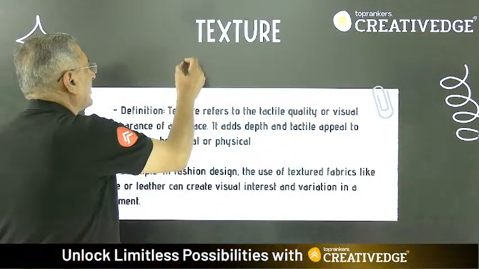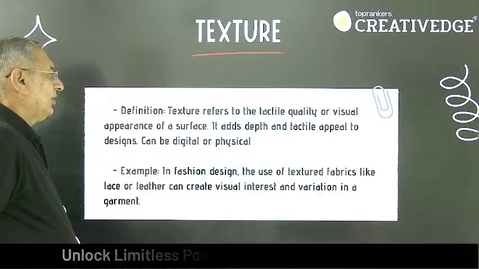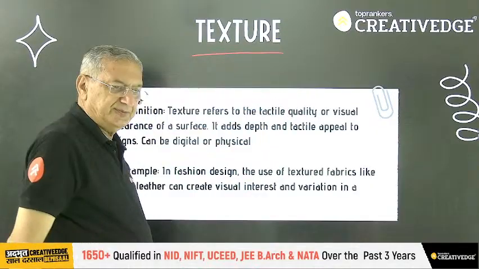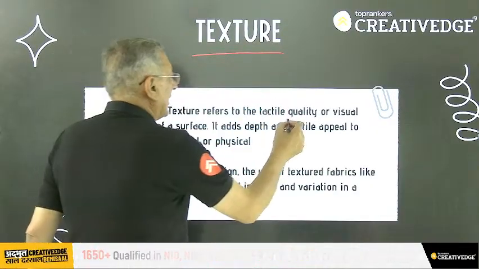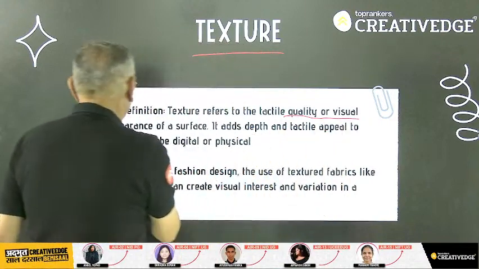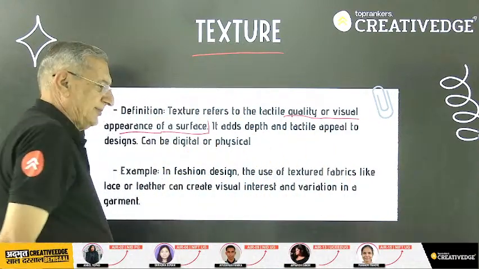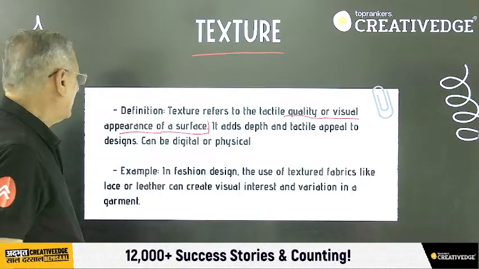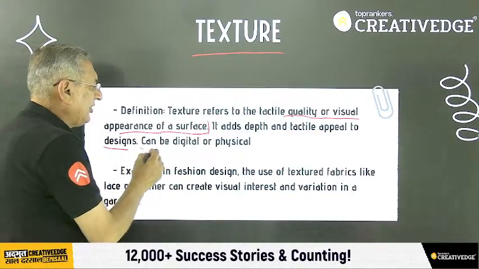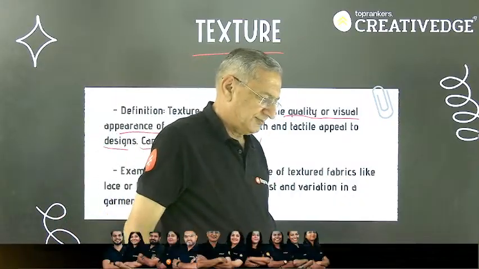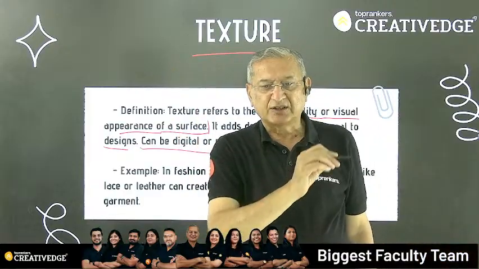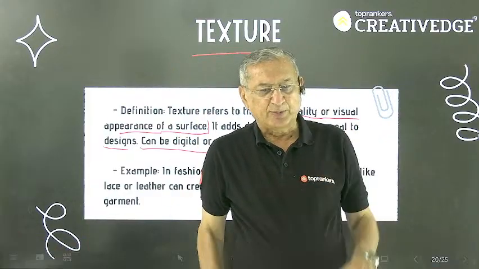Next element is texture. Texture refers to the tactile. Tactile means touch. Tactile quality of visual appearance of a surface. It adds depth and tactile appeal to the design, can be digital or physical. Many times we use some lines so that the picture starts looking as if made up of marble or that of wood.